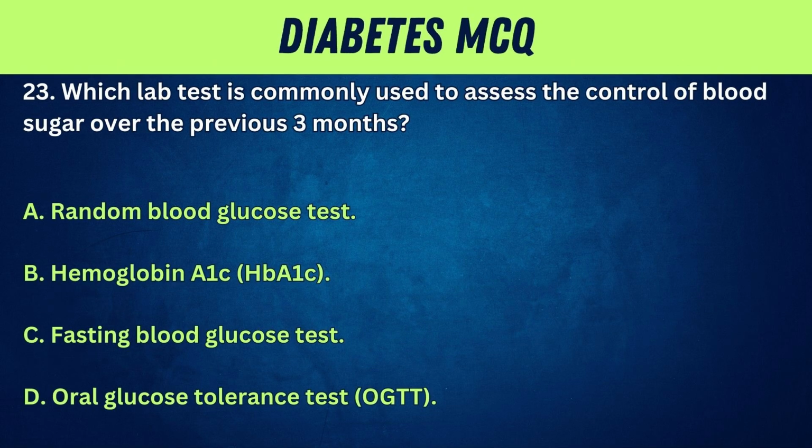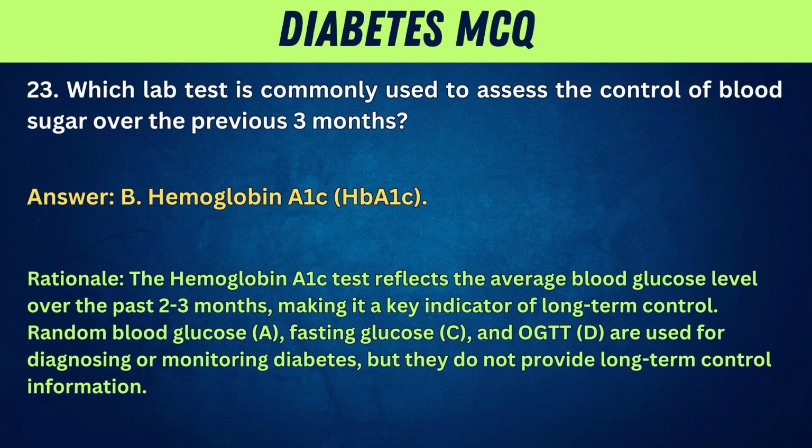23. Which lab test is commonly used to assess the control of blood sugar over the previous 3 months? A. Random blood glucose test. B. Hemoglobin A1C, HbA1c. C. Fasting blood glucose test. D. Oral glucose tolerance test, OGTT. Answer: B. Hemoglobin A1C, HbA1c.